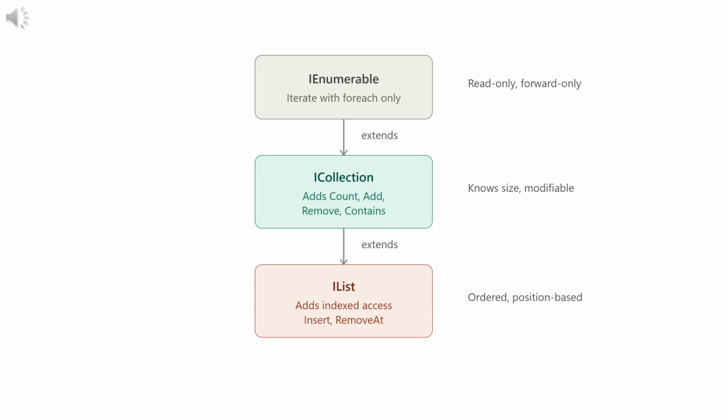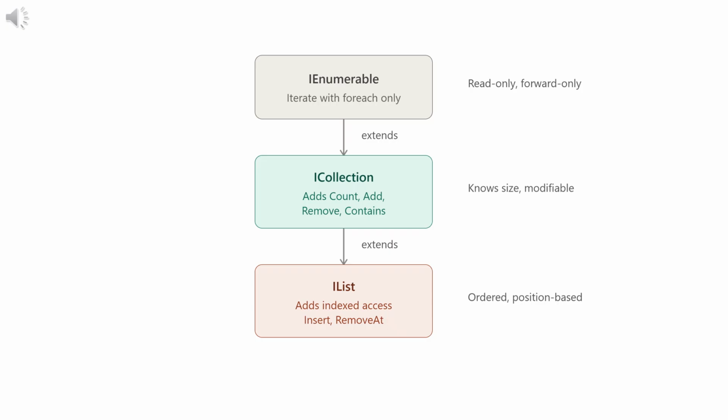ICollection, middle, green, extends IEnumerable. This adds more capability on top of basic iteration. A Count property, so you know the size without having to enumerate everything, plus Add, Remove, and Contains methods for modifying and checking membership. It knows size, and is modifiable, but it still has no concept of order or position. You can't access the third element directly.